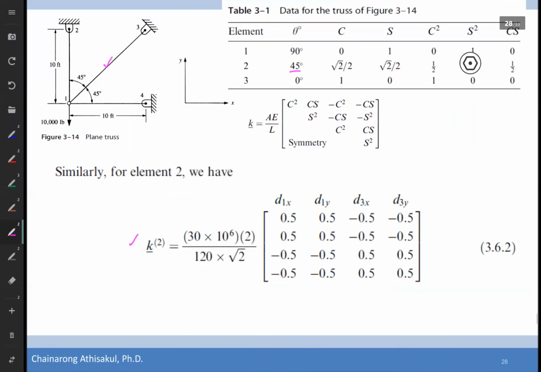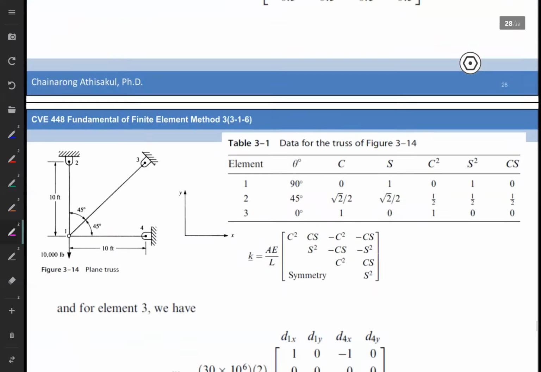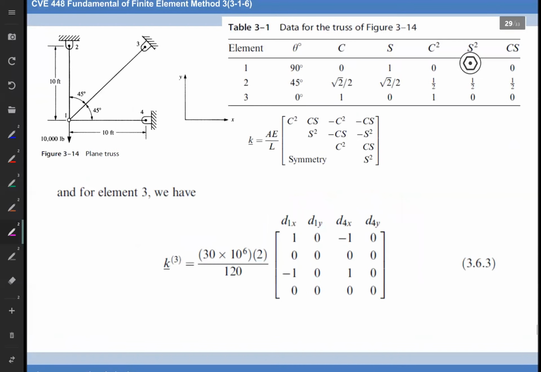Okay, do the same thing. The second element is composed of the displacements at node number 1, node number 2 and node number 3. Okay, and node number 3 over here. From this, do the same thing for the last element, element number 3, which is connecting node number 1 and node number 4.